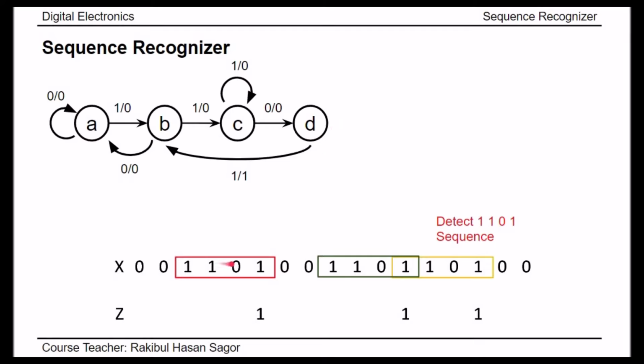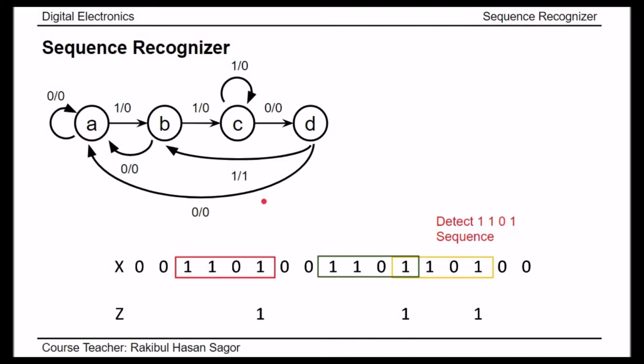We are getting 1 1 0, 3 bits correctly, but the next bit was supposed to be 1 to get our prescribed sequence, but here we are getting 0. So 1 1 0 0, but that's not our original sequence. So it must start from the beginning. So if the input at D is 0, then it must go back to A position giving Z output equal to 0. This will be the case. So this is the complete state diagram for the problem that was stated earlier, detecting the 1 1 0 1 sequence.